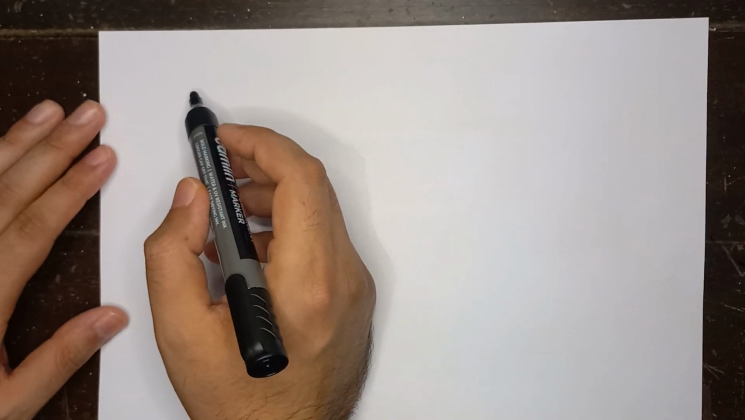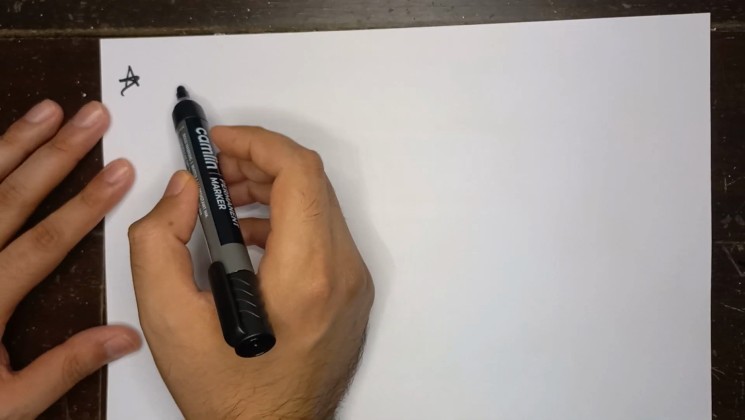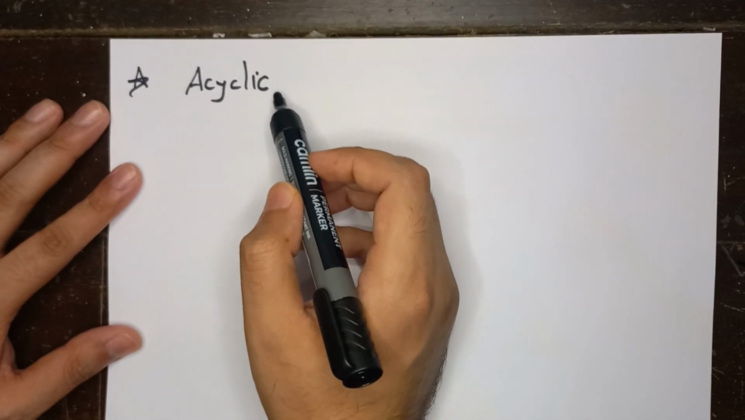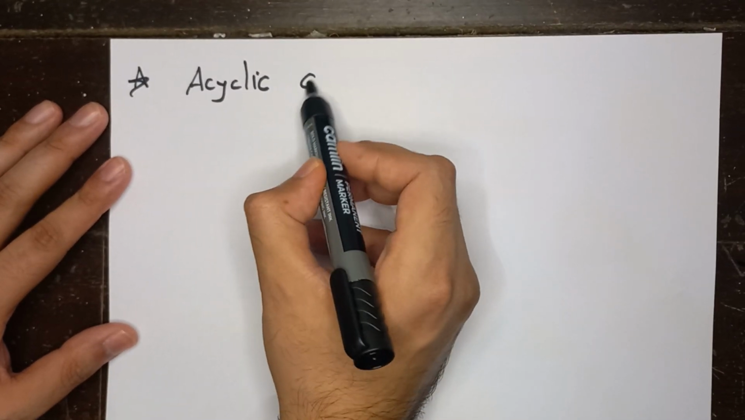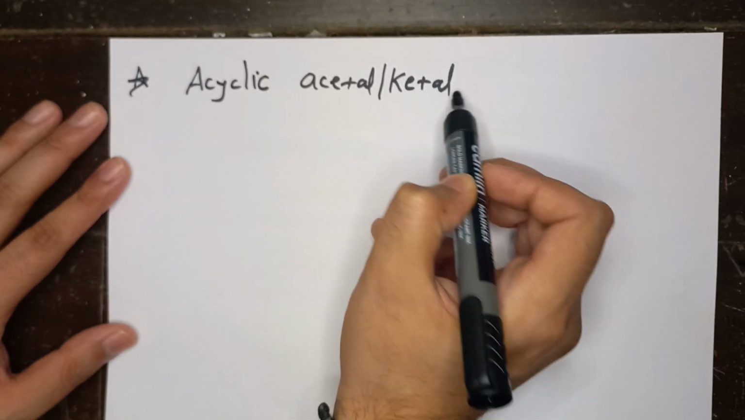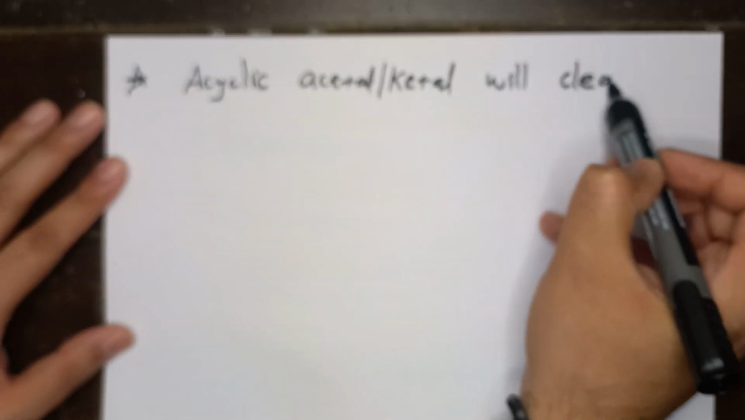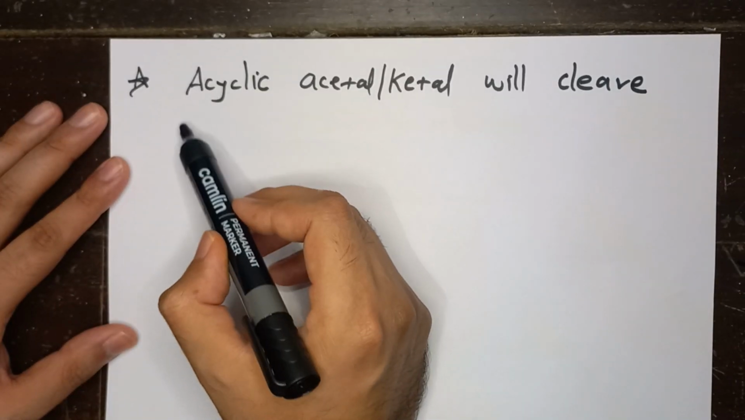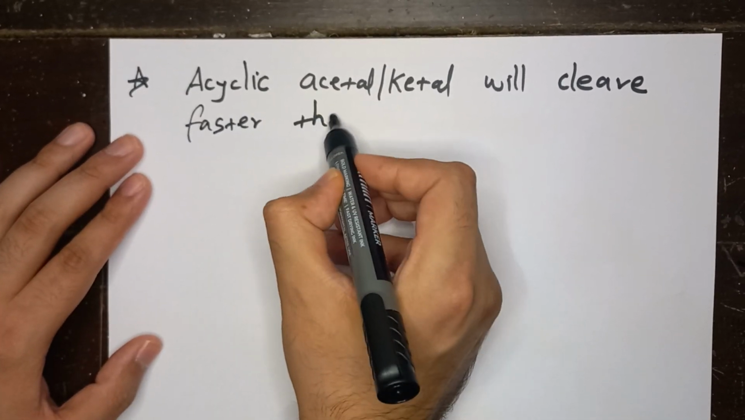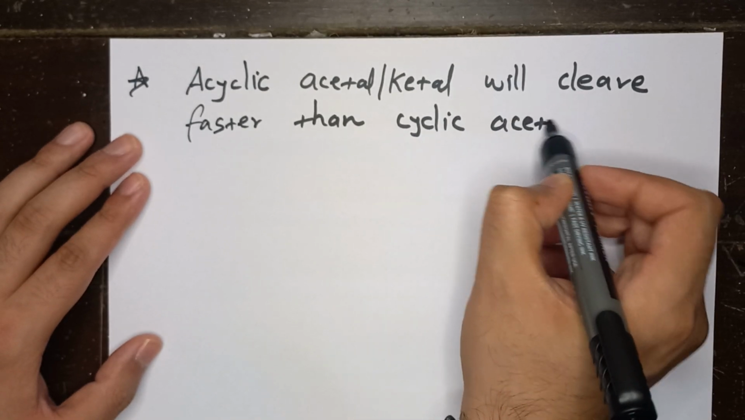Okay, so I also want you to know that the acyclic acetal or ketal will cleave faster than the cyclic acetal or ketal.